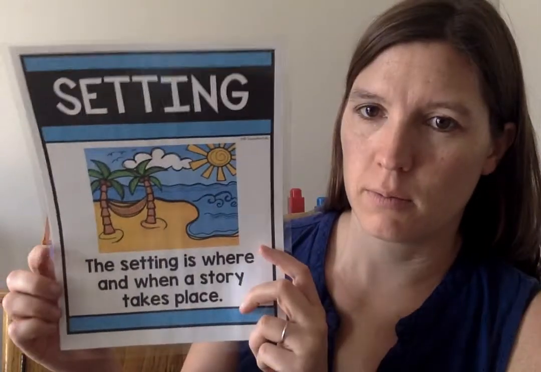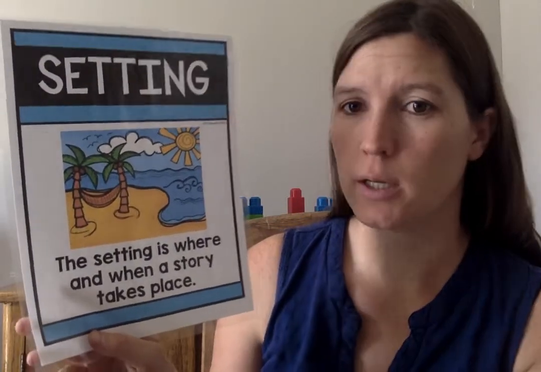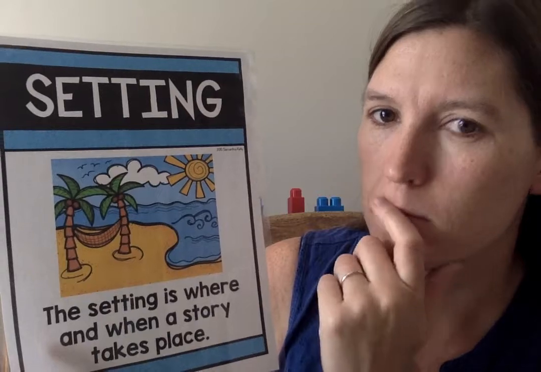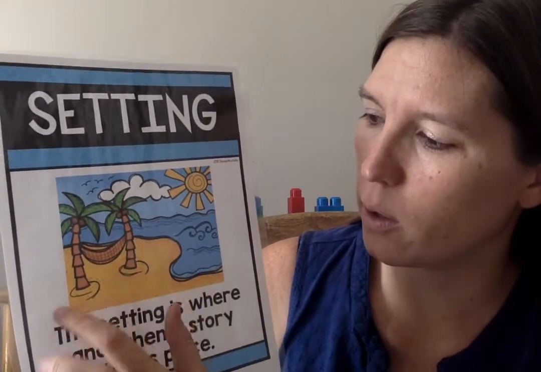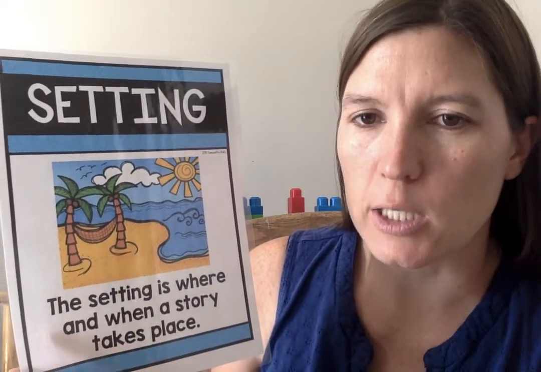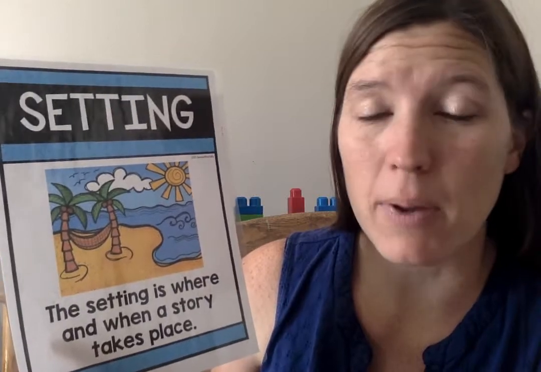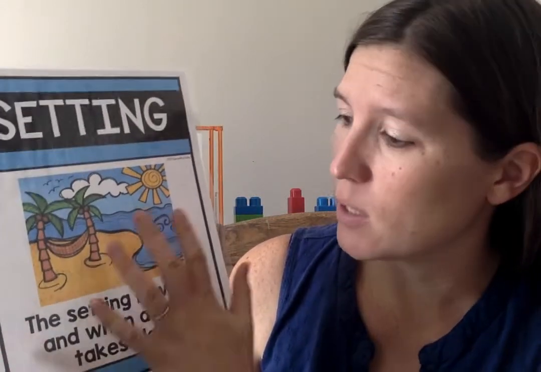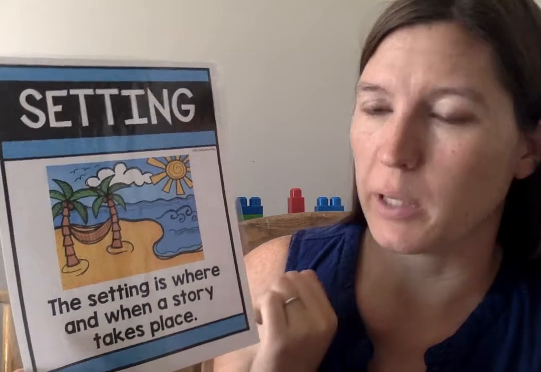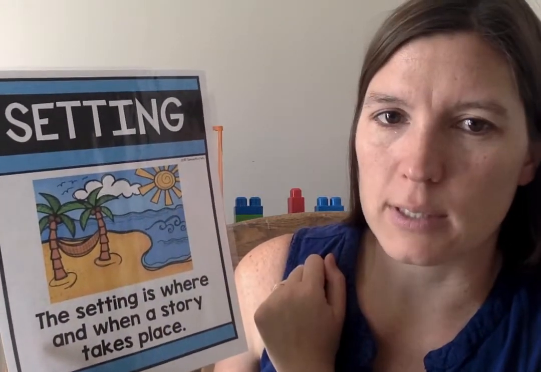The next item on our DLO talks about setting. The setting is where a story takes place. Look at this picture here. I see the sun, I see water, I see sand, I see some palm trees and a hammock. Where do you think this picture is at? It's at the beach, or might be by the ocean. So the setting is where and when it takes place. So where it is, it looks like the beach, and when, it looks like the middle of the day. It's not nighttime, it's daytime. I can tell because I see the sun.